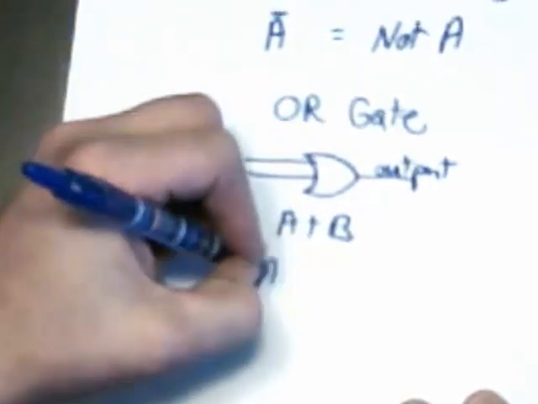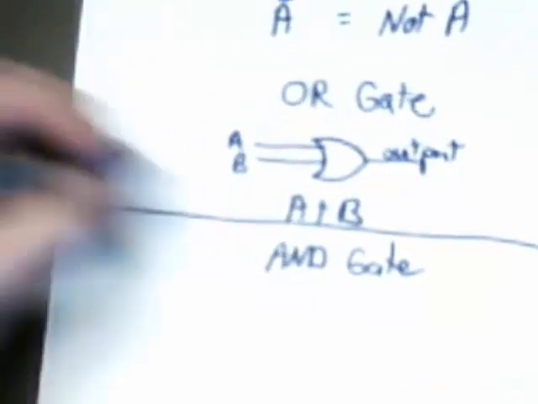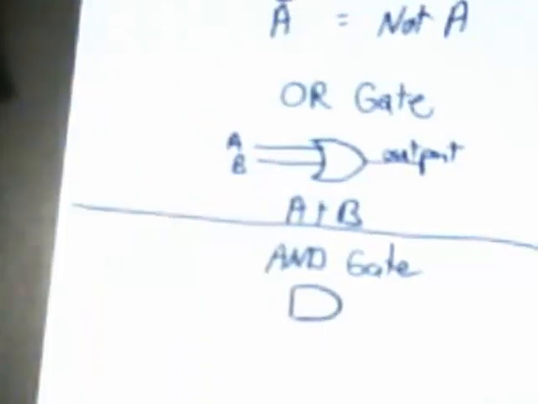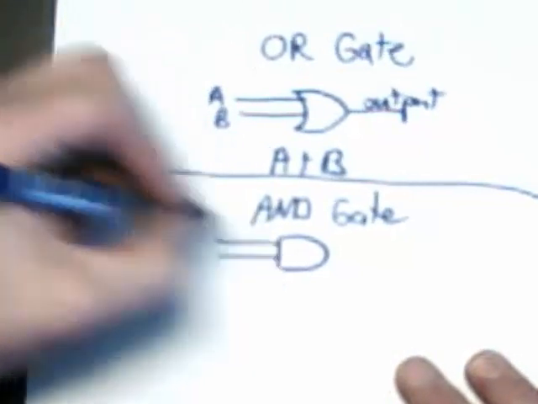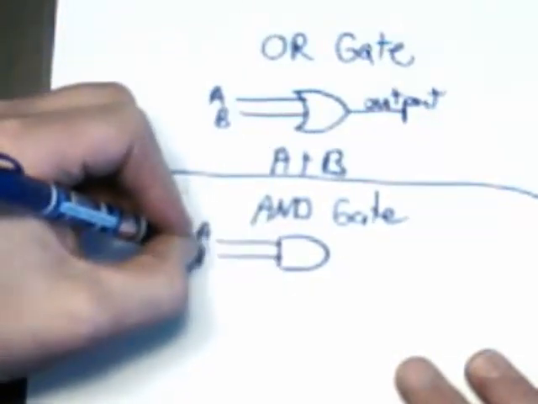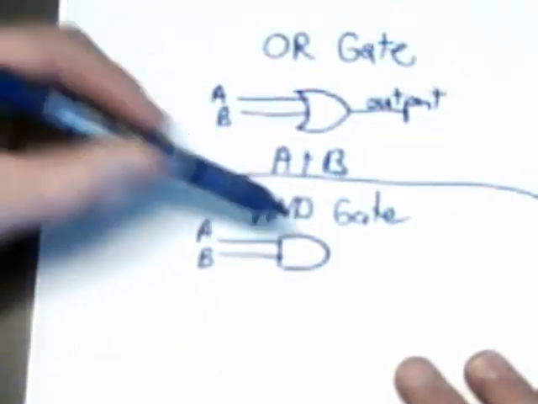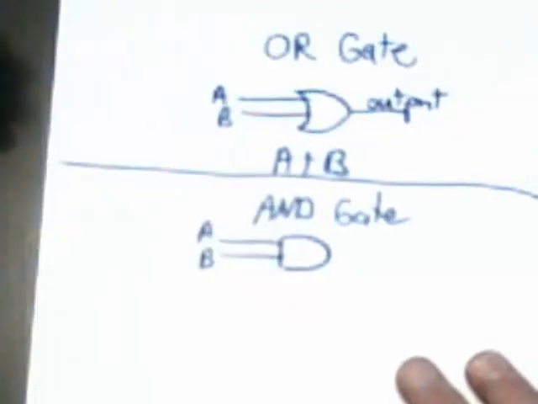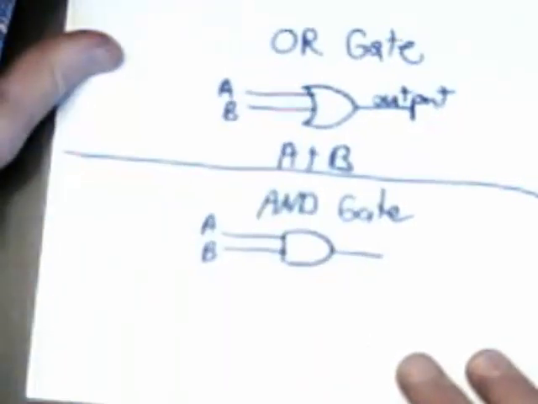Let's talk about the AND gate. The AND gate will do the multiplication for us, and it looks like this. Just like the OR gate, there will be two inputs. Again, I'll stick with A and B because that's what I have above. So this is A going into this circuit, B going into this circuit, and this gate is going to multiply them together and tell me the answer.